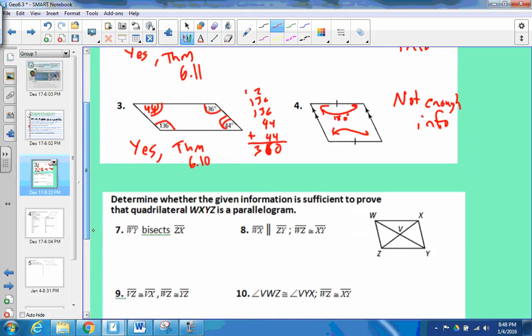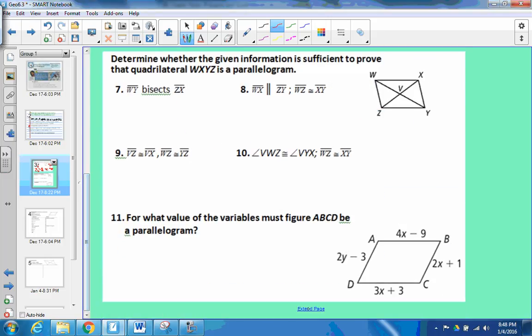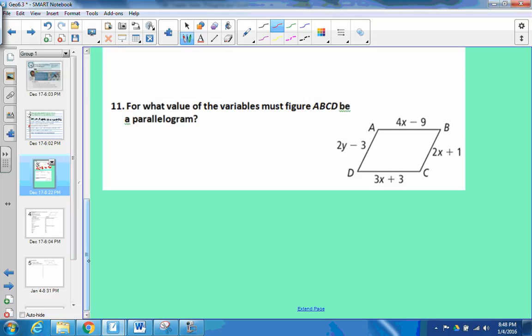All right. We're going to skip these four. If you want to do those on your own, we'll do number 11. Otherwise, those four we might do in class. Number 11, for what value of the variables must parallelogram ABC be a parallelogram? So, we are given a parallelogram with all the sides labeled, and they have different variables in them. So we want opposite sides to be congruent.